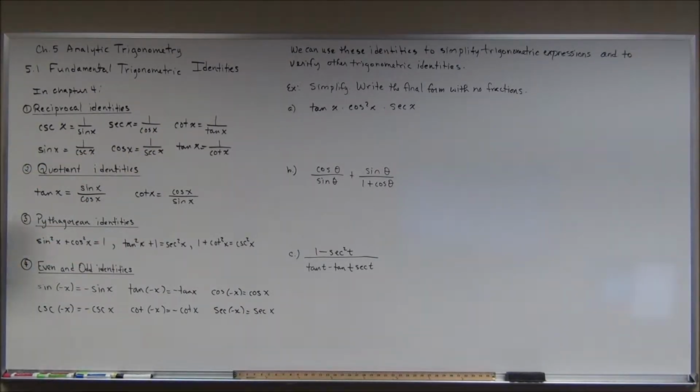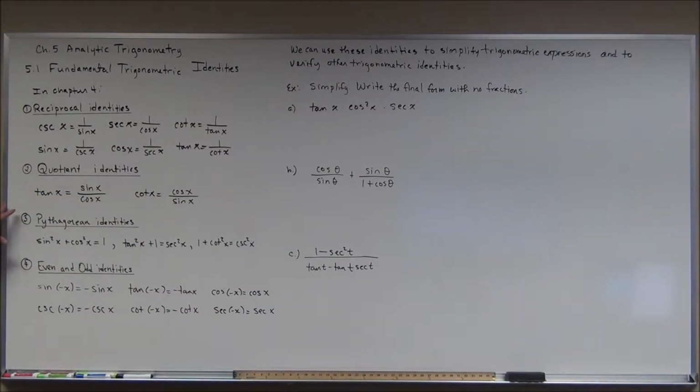Alright? With that stated, let's go down to the quotient identities. These two quotient identities are key. Students sometimes get these reversed: the tangent of x is equal to the sine of x over the cosine of x. The cotangent of x is equal to the cosine of x over the sine of x.